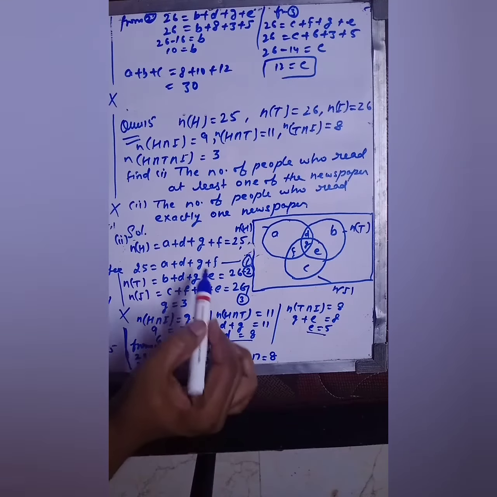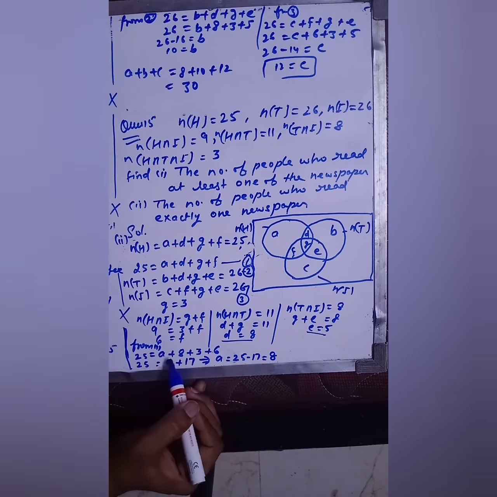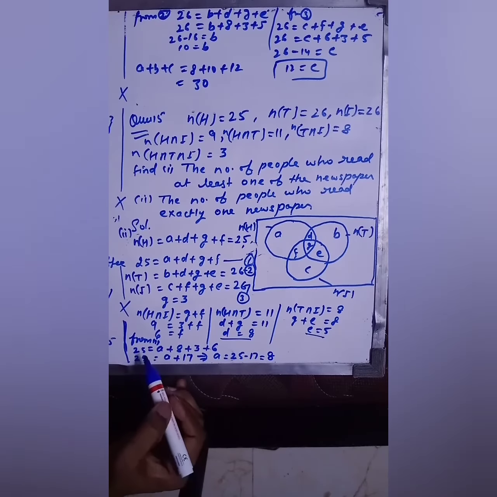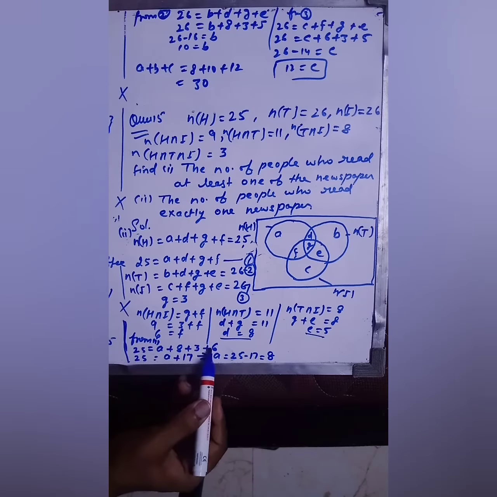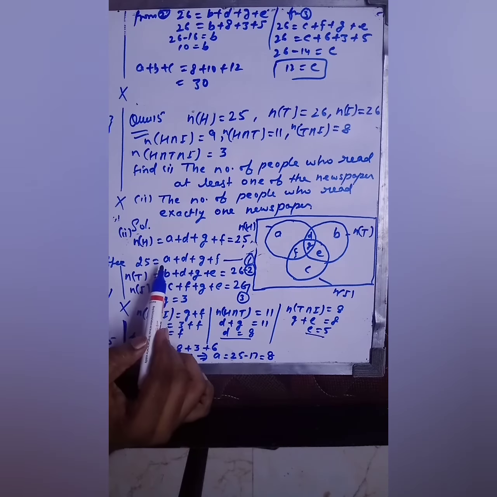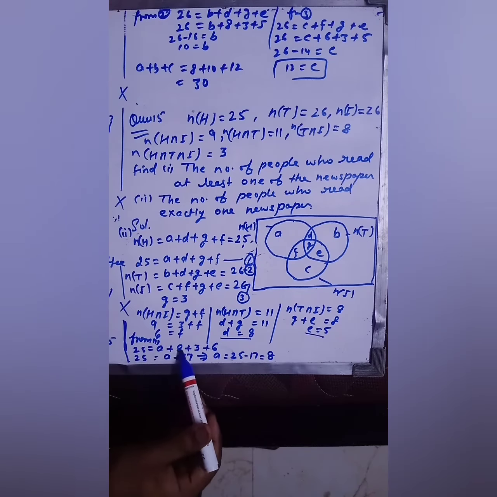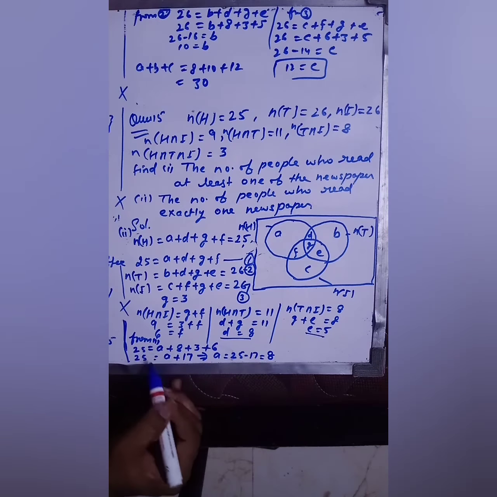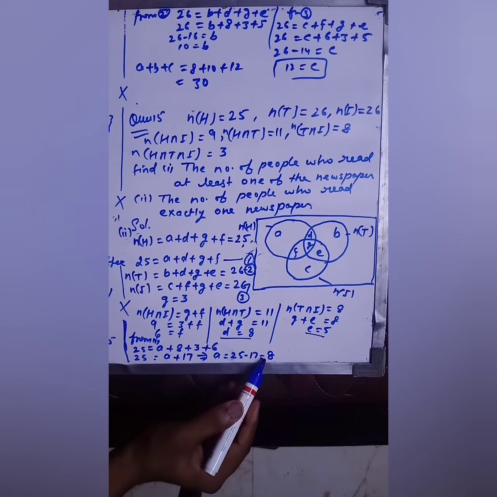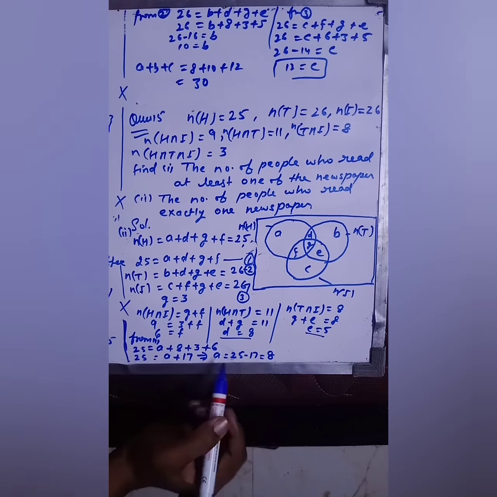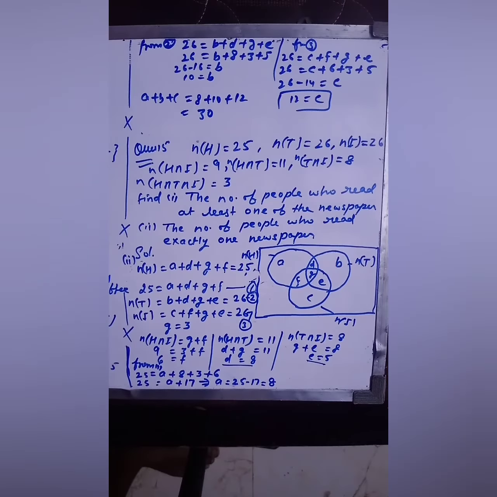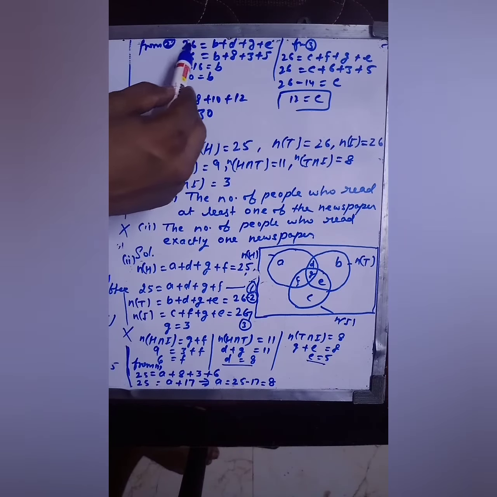From the first equation, I'm copying the first equation here and putting in the values. After copying the first equation, we put in the values of the variables D, G and F, and after putting in the values I get this equation. After solving, you will get the value of A, which comes out to be 8. So the number of students who read only newspaper H is 8. See, here I'm copying equation number 2.